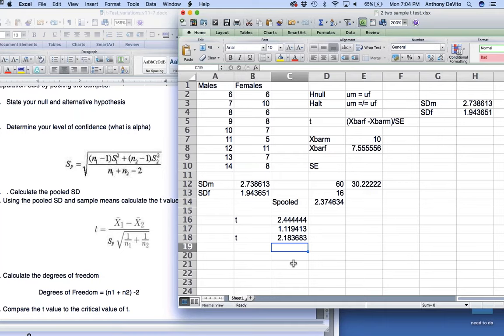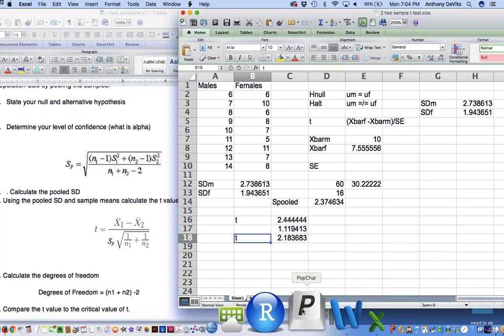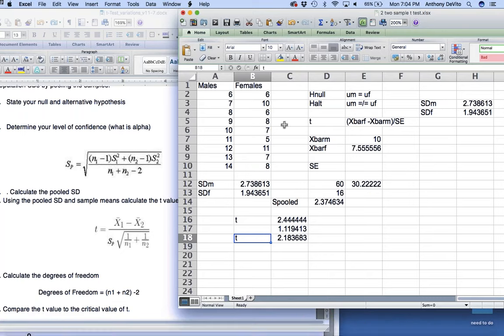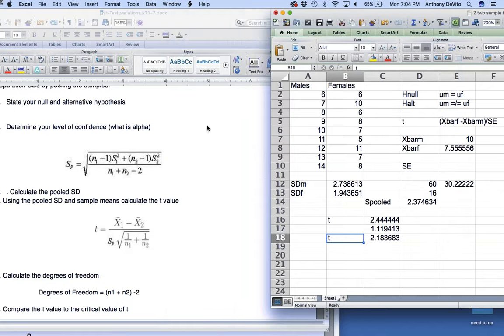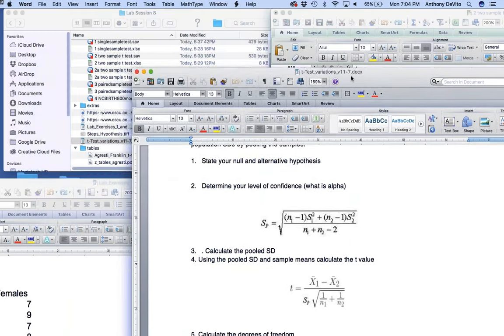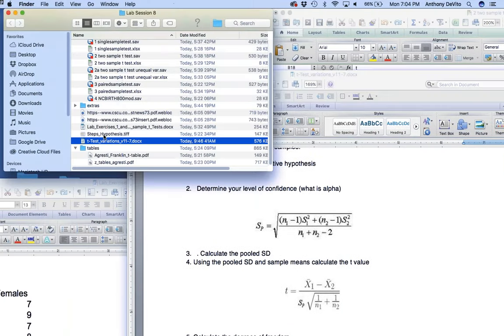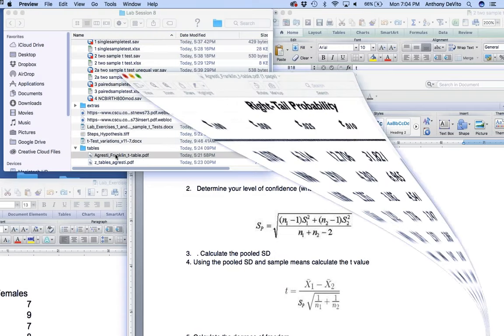Now, can I reject my null hypothesis? Is my t-score big enough to reject my null hypothesis? What do we need to know now? What's the critical value of t? Let's go get our t-table back. Where is our t-table? It's here somewhere. I'll bring it back up again.